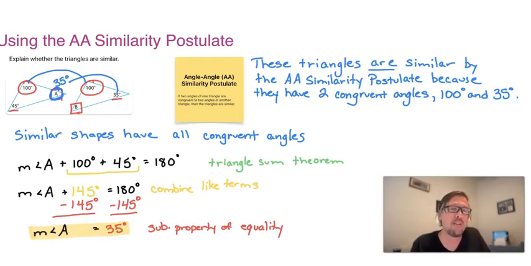We want to justify every single step of our solution by saying, not only do I know I'm right, but this is the proof that I'm right. The similarity postulate says if I have two angles that are congruent, the triangles are similar, and I just proved step by step how I know that those two angles are congruent.